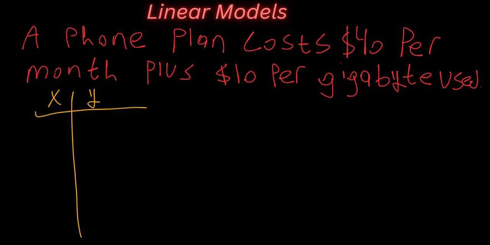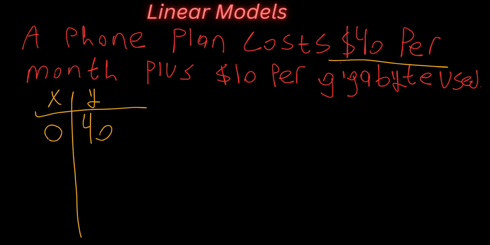So when x equals 0, what will y equal? Well, you have to realize that a phone plan costs $40 per month. You're going to spend that regardless of how much data you use. So when x equals 0, y equals 40.